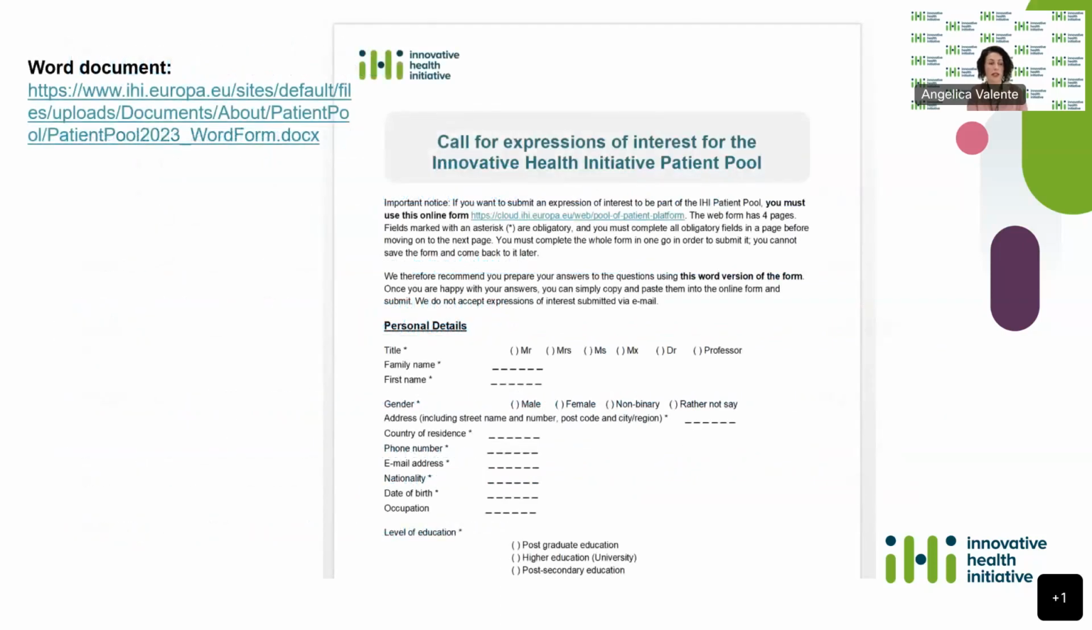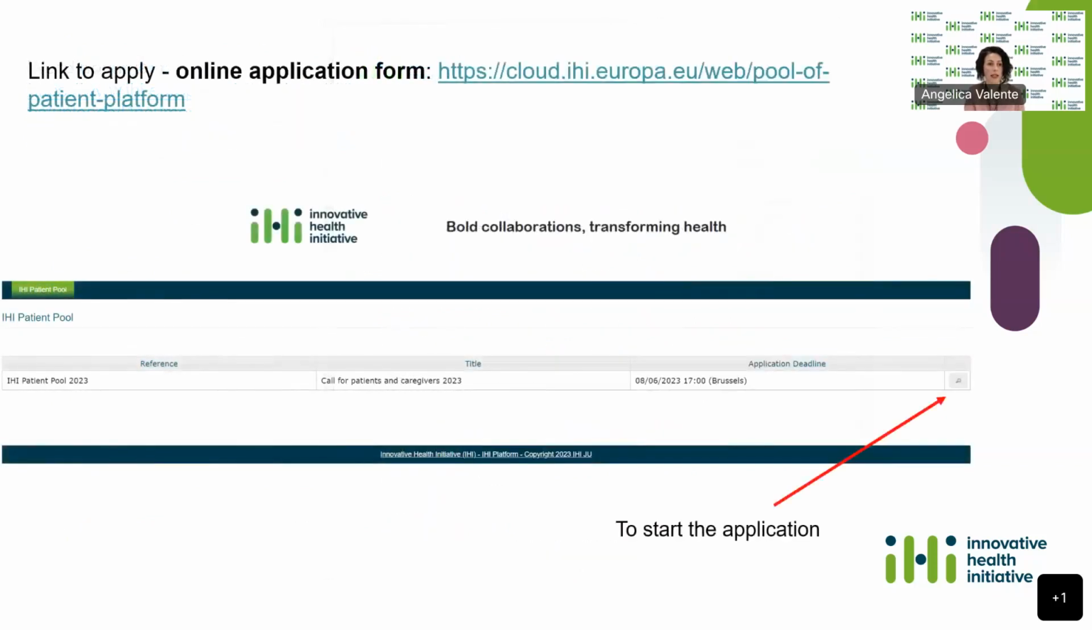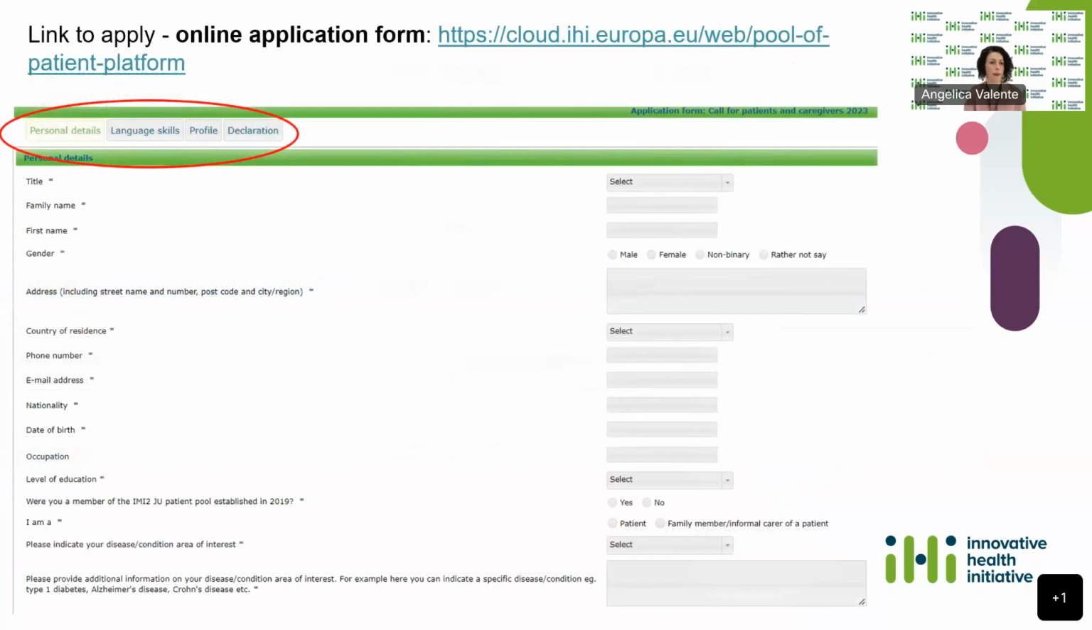This is a screenshot of the first page of the Word document. Just to familiarize you with the process, you will see now a few screenshots of the Word document and the application form. This is the first page of the application form. To start the application, you have to click on the icon here, and it will open the form, and you will see in front of you 4 different tabs.